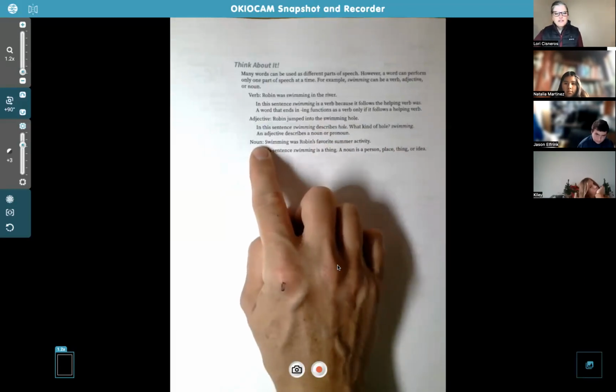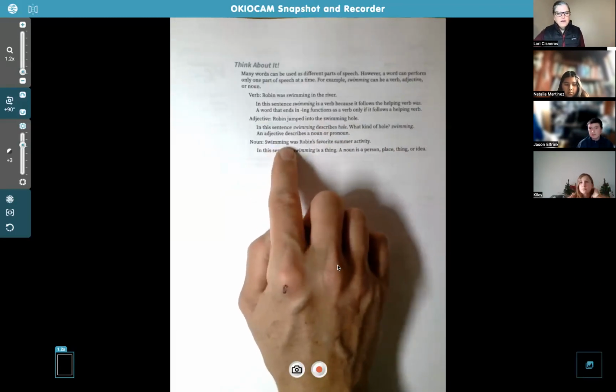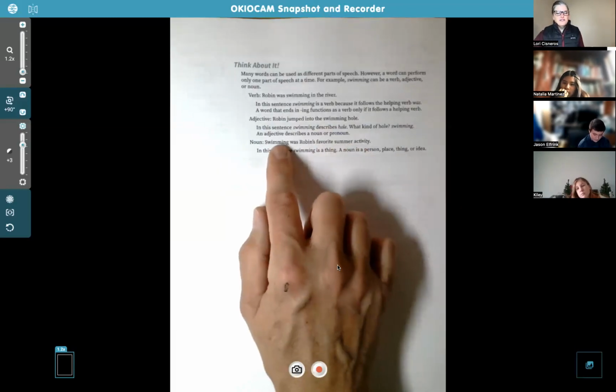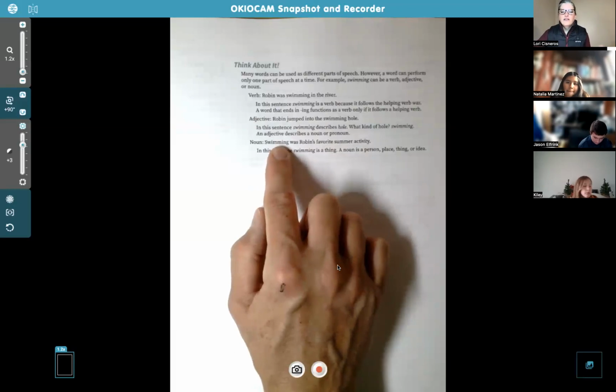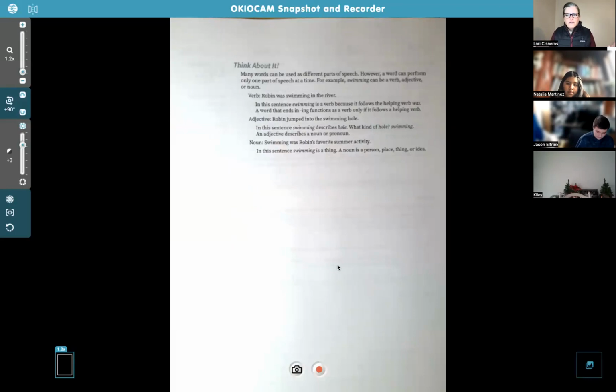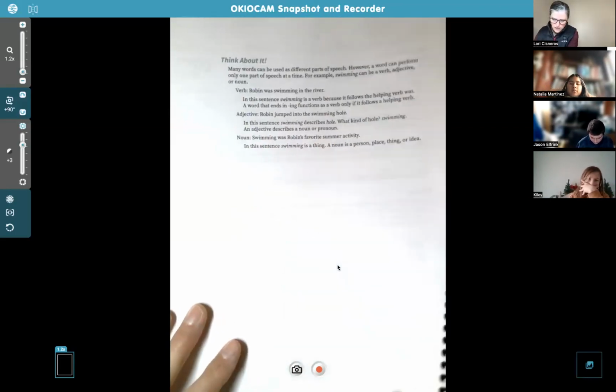Look at this one as a noun. Swimming was Robin's favorite summer activity. So swimming is actually a thing because he's talking about how it is an activity. It is his favorite activity. So there you go. The same word swimming could be a verb, could be an adjective, could be a noun. It depends on how it's used in the sentence. But here's the key. It's not going to be all three at the same time. It can only function as one type of word at a time. So basically just pay attention to that.